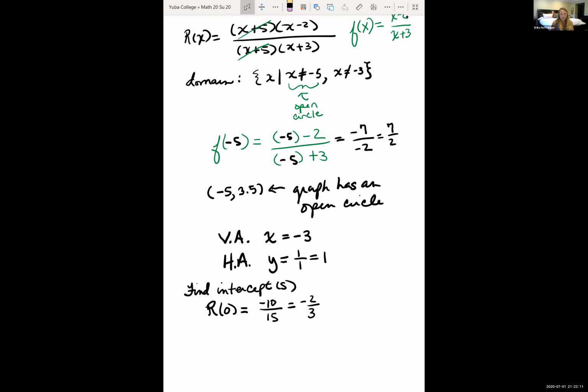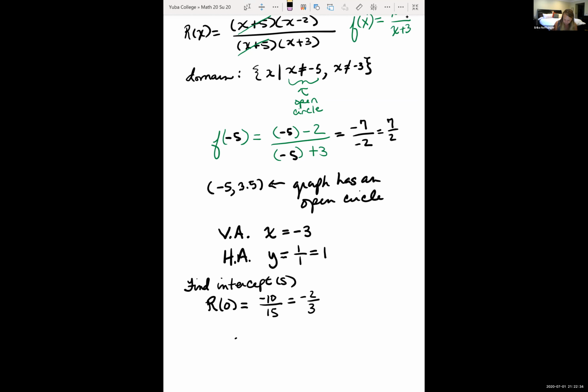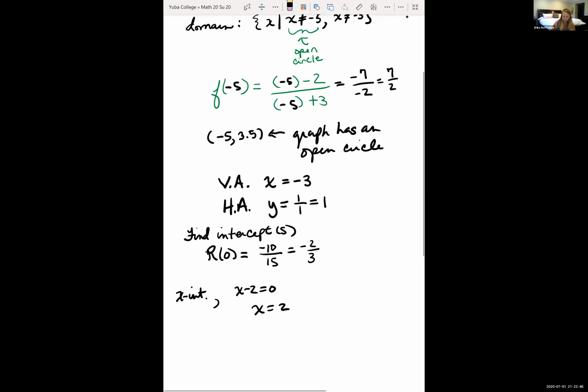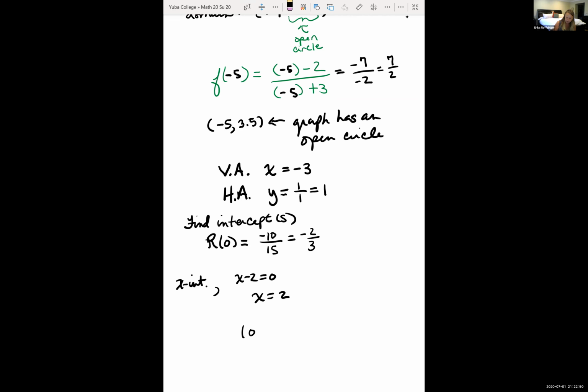And then for our x-intercept, we only worry about when the numerator equals 0. It's in factored form. x plus 5 can't be 0, because that also sets the denominator equal to 0, and it's undefined there. But we are looking at when x minus 2 is 0. And so that's going to give us x equals 2. So we have some points here: (0, -2/3), which is about -0.67.